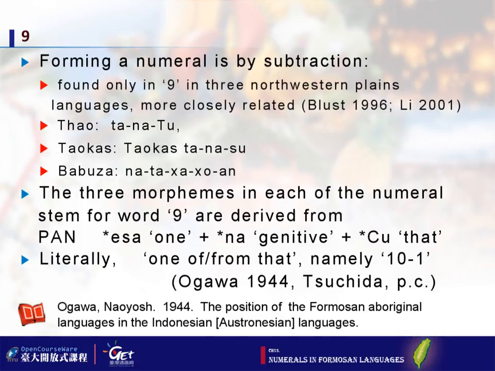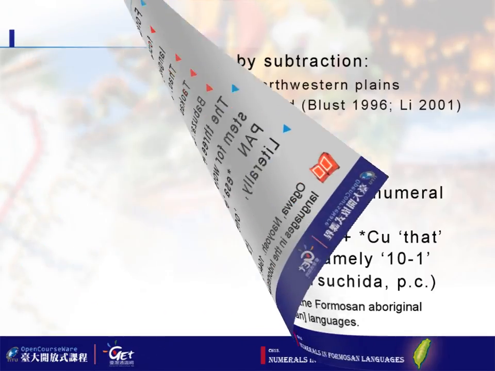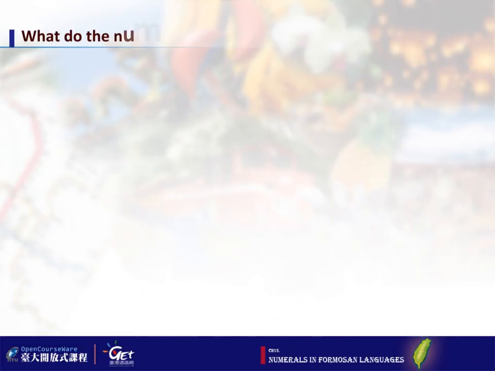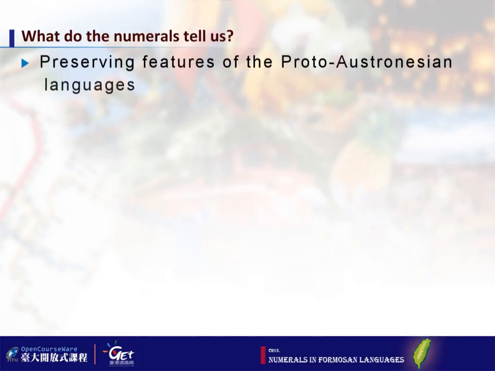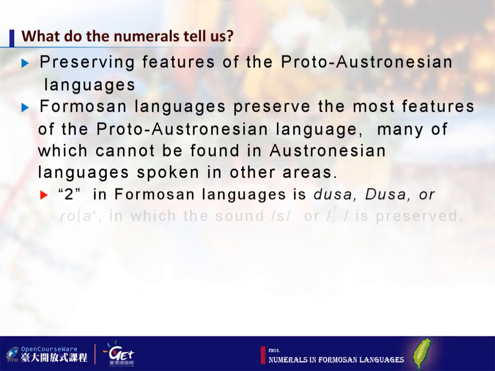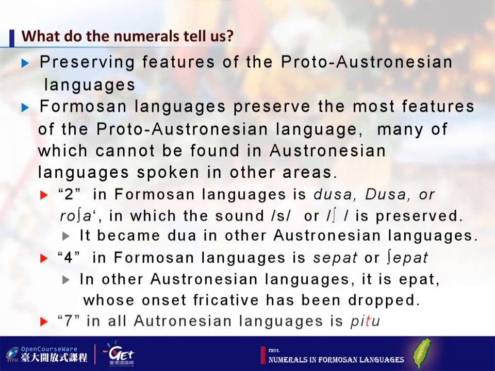These are the only 3 languages they have found in both Blood's studies and also Dr. Lee's study. So what do numbers tell us? Numbers in these Formosan languages actually preserve the features of the Proto-Austronesian languages. So when you want to reconstruct a Proto-Austronesian language, these numbers give you a clue, because you can compare their forms in order to reconstruct a proto-form of the language.